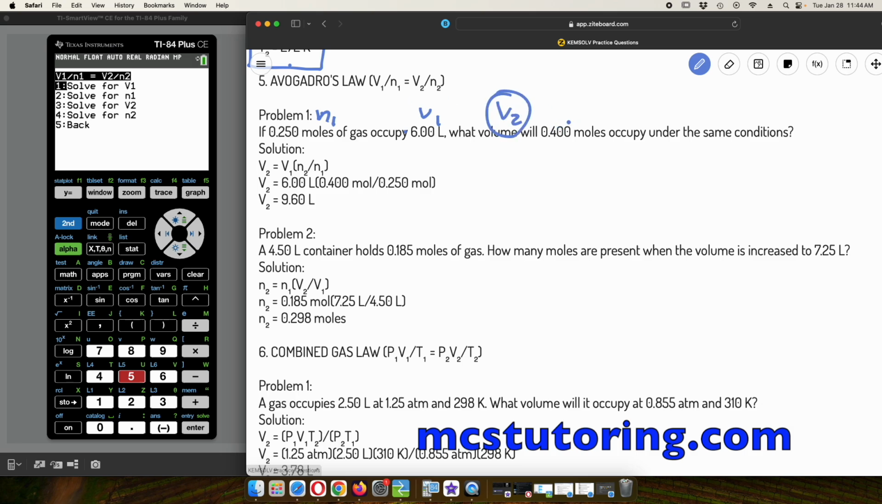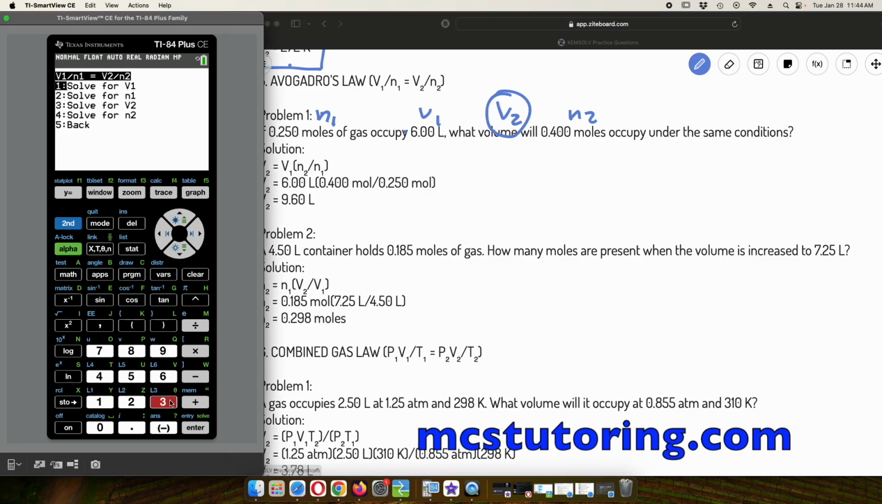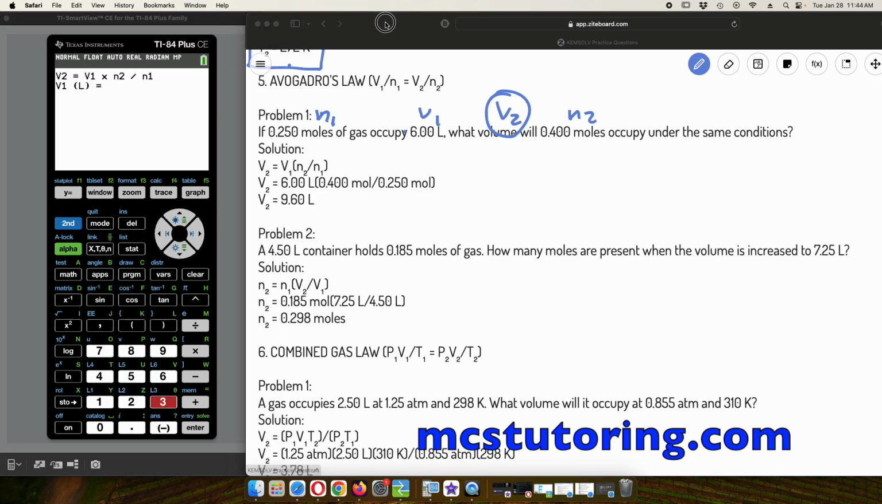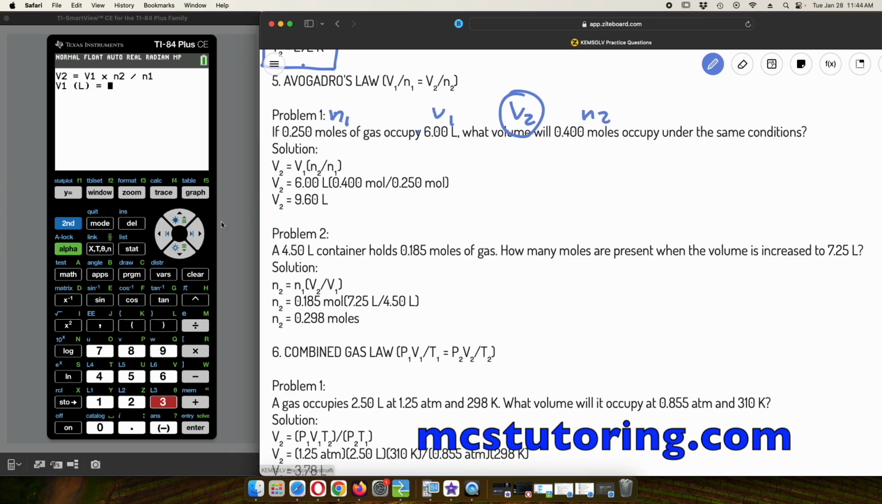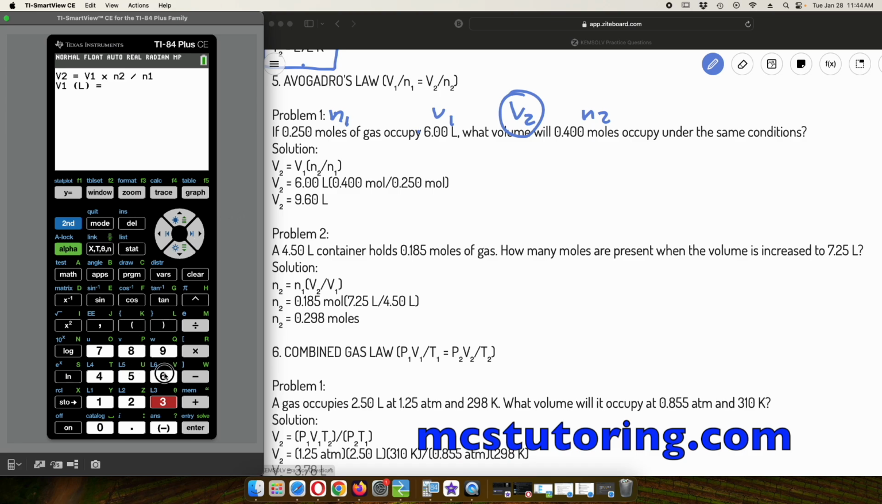Well, 0.40, so that's the N2 occupying the same conditions, meaning I think pressure's held steady. That's what it means, same conditions there. So we're going to solve for V2, which is option 3. There we go. So V1, I've got to move this over. V1 is 6 liters there.